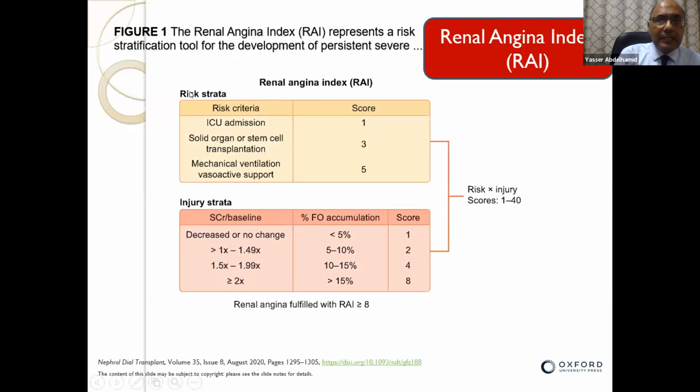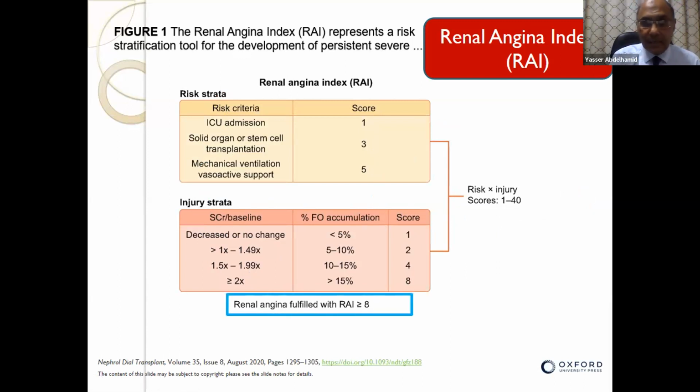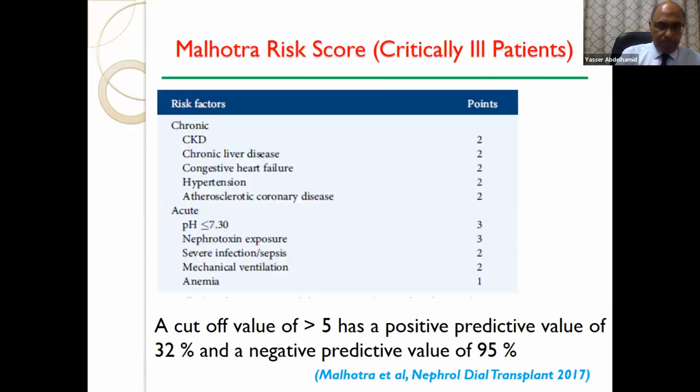This renal angina index depends on risk strata. You can see them: ICU admission, solid organ transplant, mechanical ventilation, and injury strata, which is serum creatinine relative to baseline: decreased or no change, 1.5, 1.5 to 2, double serum creatinine. Multiplying the score of risk by the score of injury yields a score of 1 to 40. A renal angina index of more than 8 indicates that the patient fulfilled these criteria and is at risk of acute kidney injury.